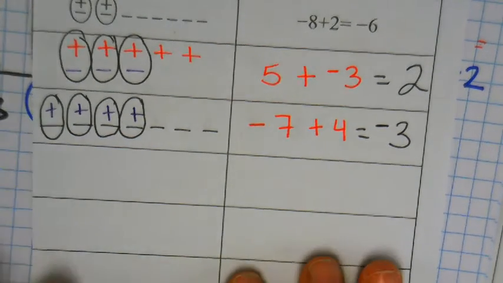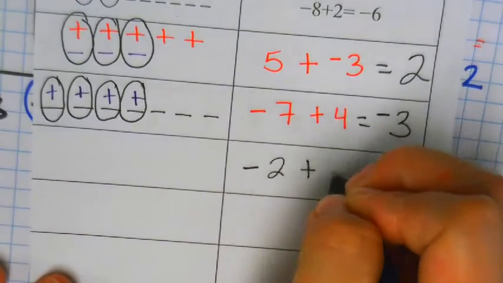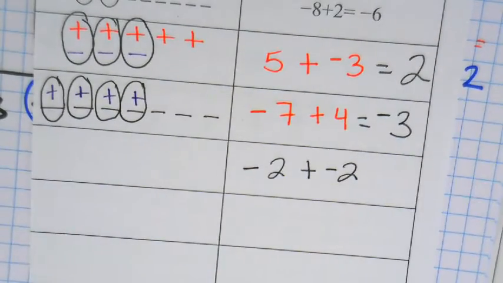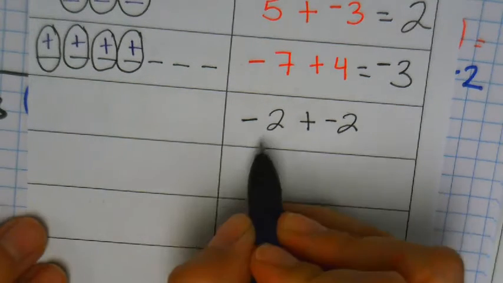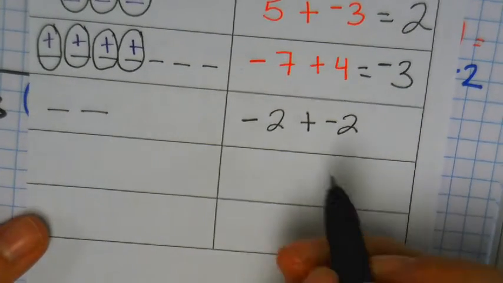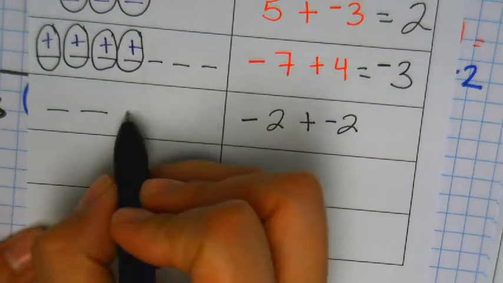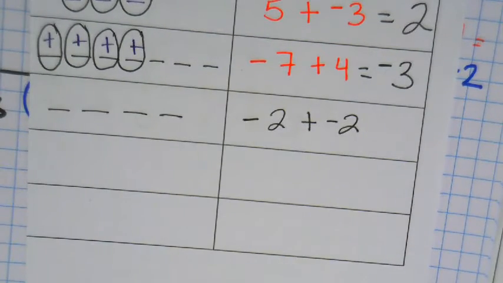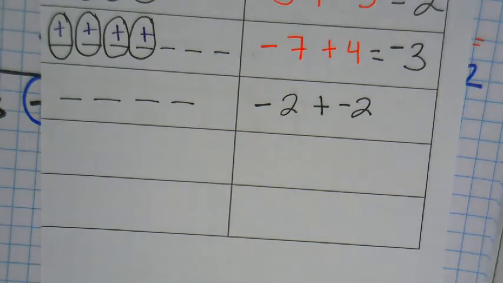So one more together, and then I'll give you 2 by yourselves. -2 plus -2. So I'm going to draw my first 2 negatives, right? 1, 2. Okay, what's my second number? 2 negatives. So I'm going to draw 2 negatives, Edwin. 1, 2. Oh, okay. -4. Can I circle anything? No.